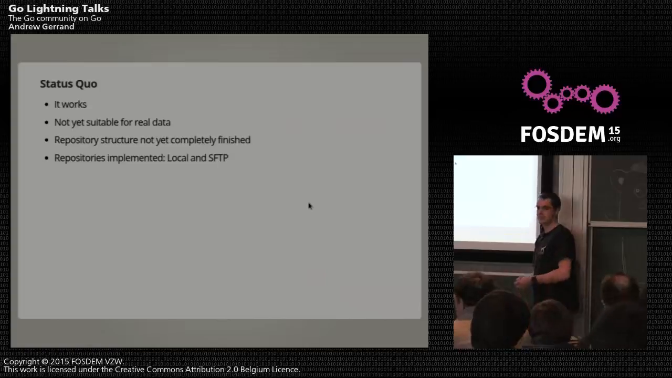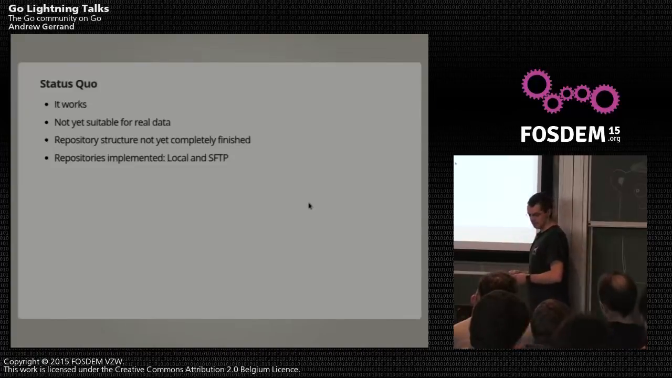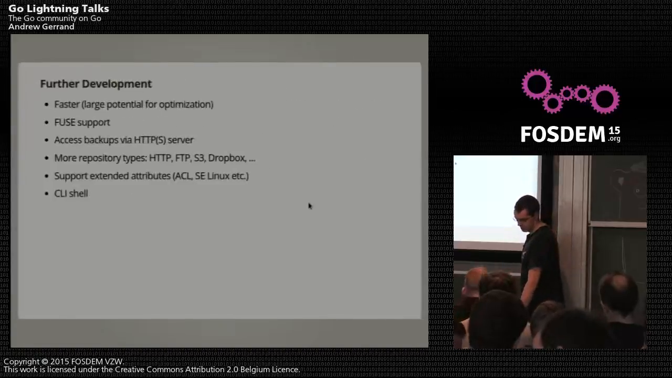The repository structure might change. I'm not really sure that this is the right structure, but there is already a version field included. So when I'm doing a new revision, then it's version 2 of the repository or something like that. Implemented actually are local storage and SFTP. But there is much room.